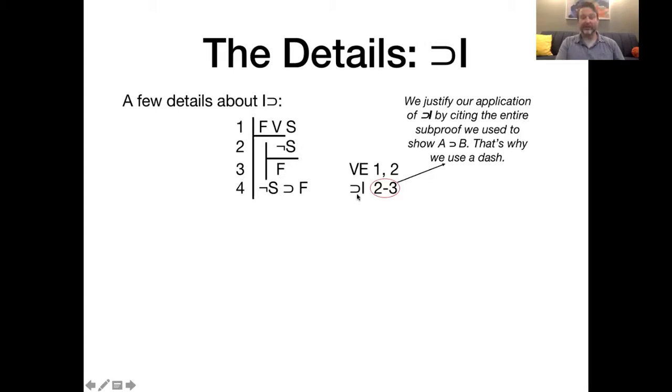But when we use conditional introduction, we're showing something through an entire subproof, not just the use of individual premises. So what we want to cite is that entire subproof. And this is a very short subproof. It just has one assumption and one step. But oftentimes these will be longer. They may run as long as 10 or 12 lines. So you would cite all of that just with the dash.